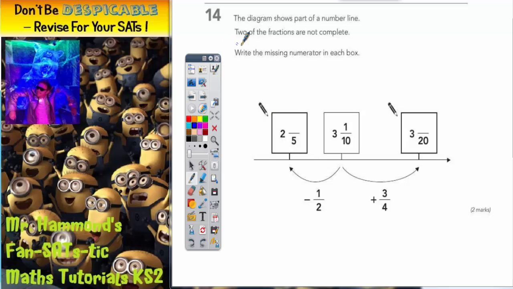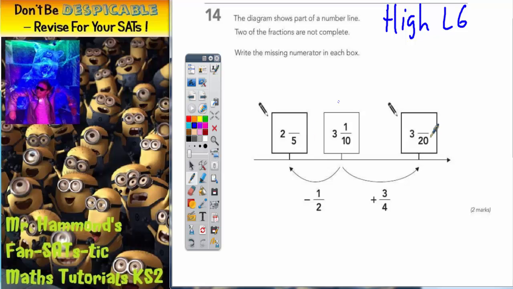Question 14. It is the last question on the level 6 paper, so we would expect it to be a high level 6 question, so it's not going to be easy. It says the diagram shows part of a number line. Two of the fractions are not complete. Write the missing numerator in each box.